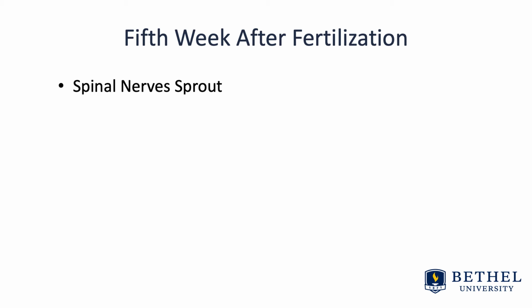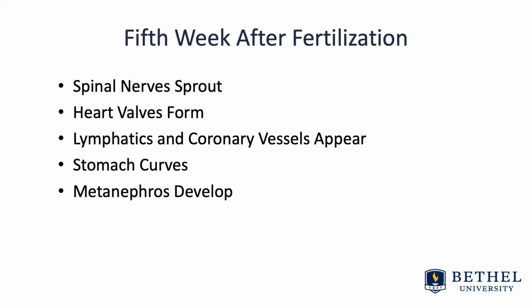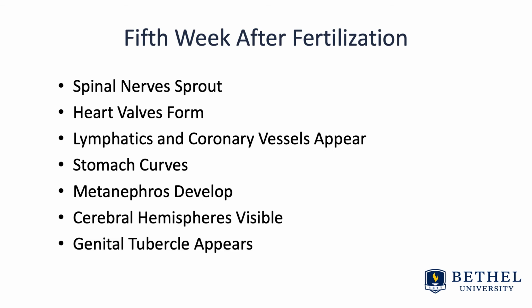So general overview of what's happening: spinal nerves are sprouting, the heart valves are forming, lymphatics and coronary vessels are appearing, the stomach curves, the metanephros, which is the beginning of your kidneys, will start to develop. You can start to see those cerebral hemispheres as that brain develops, and then the genital tubercle appears. So you have the beginnings of sex organs forming. Genital tubercle is going to be the male or female phenotype based on the XX or XY chromosomes.